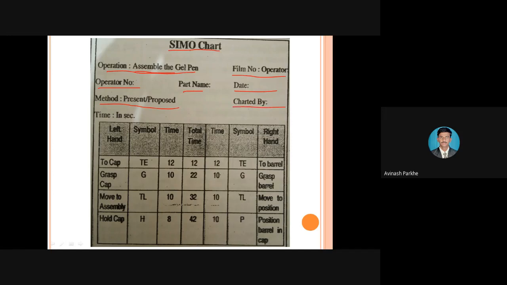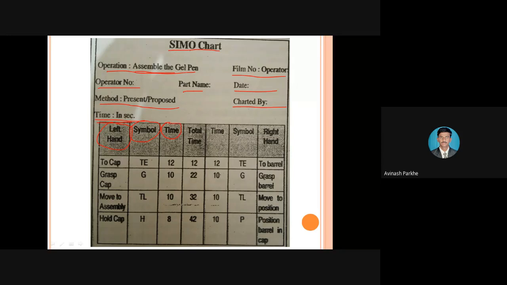Charted by: who is preparing this particular chart, the name of that person we have to write here. Whatever time we are measuring by using the timing devices will be measured in seconds. If you go through this chart, at the first is the movement of the left hand. Whatever activities are performed by the left hand can be represented by the second column, which is called the symbol. And whatever time is required for the left hand can be represented by the third column.